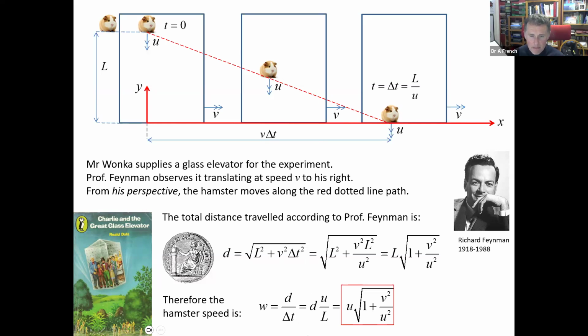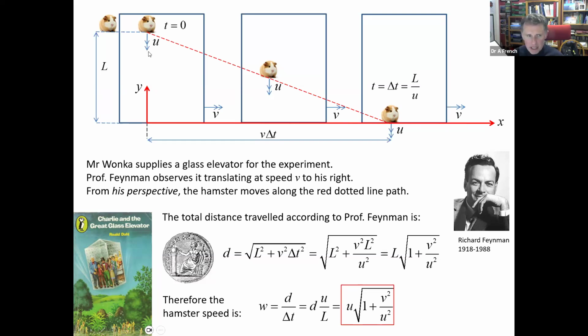Now, we're going to do a little bit of algebra. If we substitute for delta t, that's L over u, and then factor out L, well, L squared, we've got L times the square root of 1 plus v squared over u squared. So eyeball this. We're not going to do a huge amount of algebra today, but some of these things you might want to do yourself in slow time. So let this wash over you for the moment.